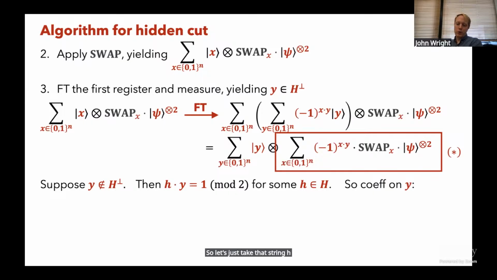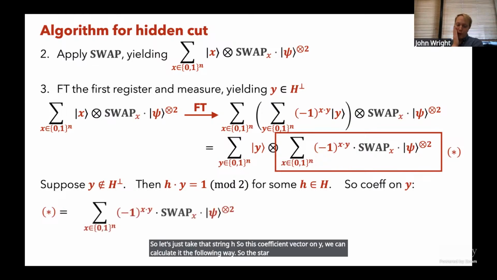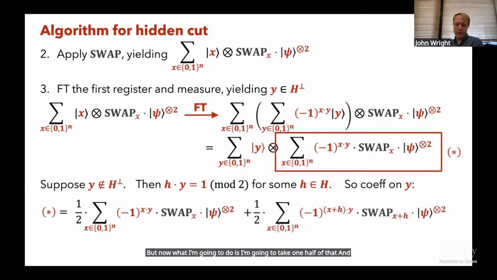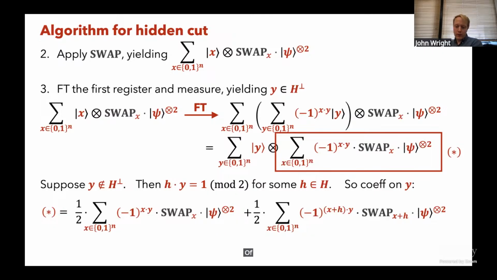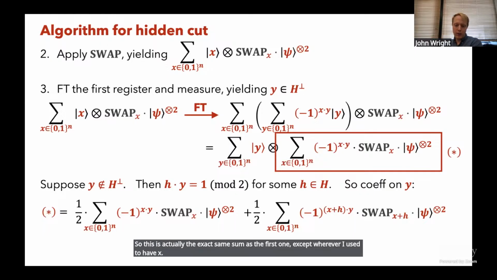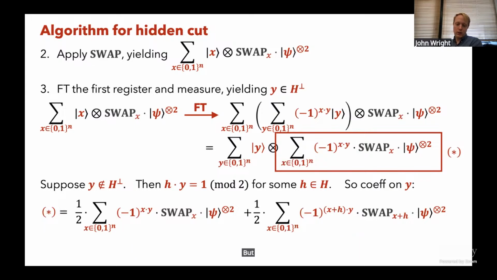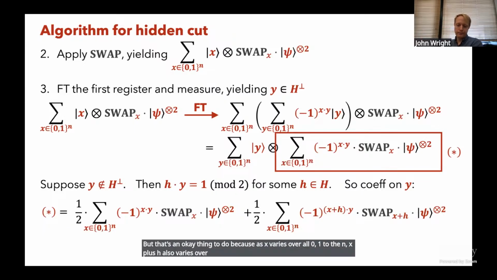So this coefficient vector on y, we can calculate it the following way. The star is equal to the sum over x of that thing, so that's just copying that over. But now I'm going to take 1/2 of that, and add to it 1/2 of this expression. So I'm averaging over x of minus 1 to the x plus h dot y times swap of x plus h times psi tensor 2. This is actually the exact same sum as the first one, except wherever I used to have x, I now have x plus h. But that's okay because, as x varies over all of 0, 1 to the n, x plus h also varies over all of 0, 1 to the n.